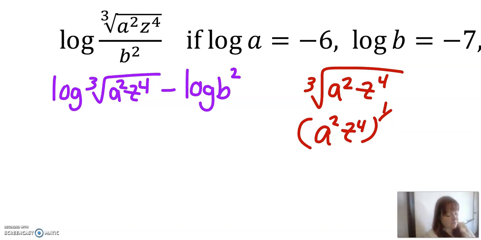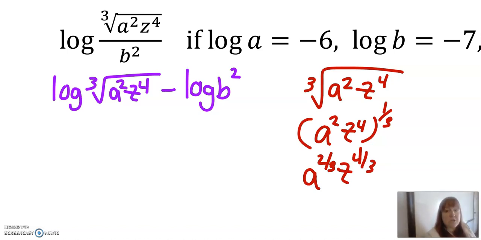Oh, I said 1/3 and wrote 1/2. It's 1/3. Okay, so this is to the 1/3. That exponent, the 1/3, applies to everything inside. So I end up with a to the 2/3, z to the 4/3. Okay, so you remember those exponent rules.